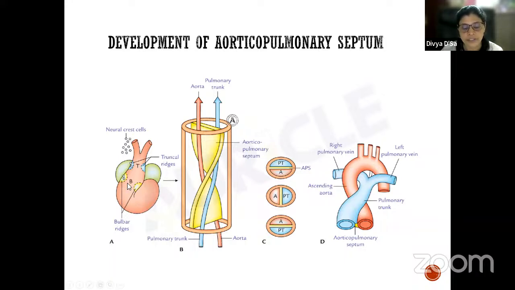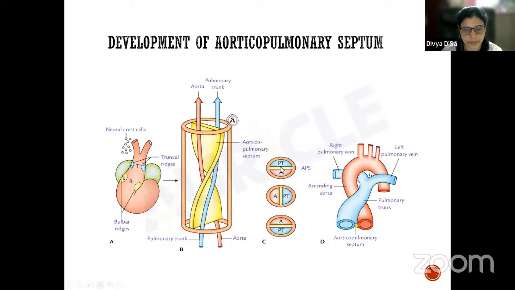Bulbar ridges form what? The interventricular septum, right? The truncal ridges form the spiral septum, so the spiral septum will be close to the conus, the part that is from the bulbus cordis. Because it divides spirally, in the lower part the bulbar septum and the spiral septum will be in the same plane and continuous with each other, close to the ventricle.